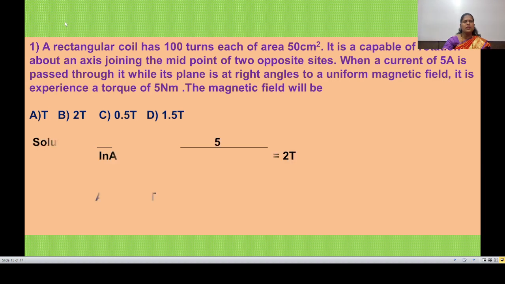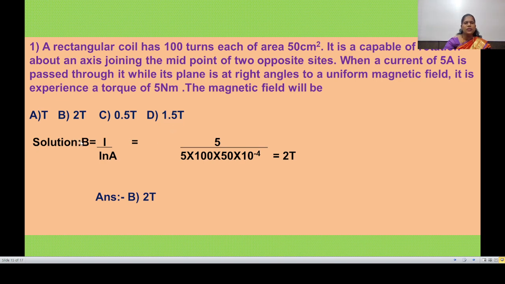Now we will see some numericals. First numerical: a rectangular coil has 100 turns, each of area 50 centimeter square. It is capable of rotation about an axis joining the midpoints of two opposite sides. When a current of 5 ampere is passing through it while its plane is at right angle to the uniform magnetic field, it experiences a torque of 5 Newton meter. The magnetic field will be: options A, 1 Tesla, B, 2 Tesla, C, 0.5 Tesla, D, 1.5 Tesla.